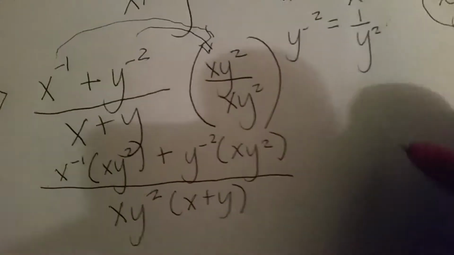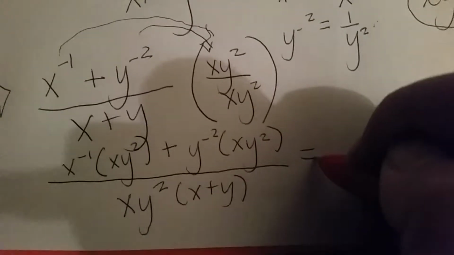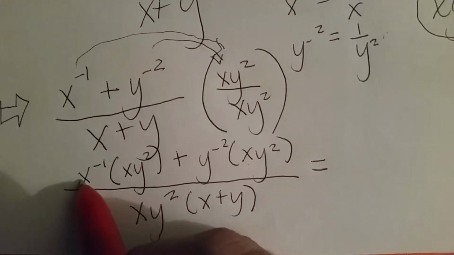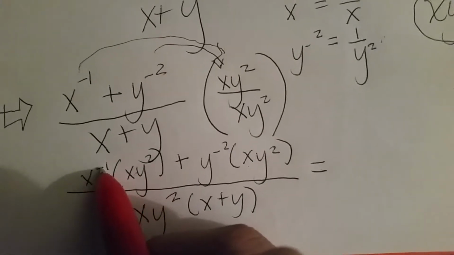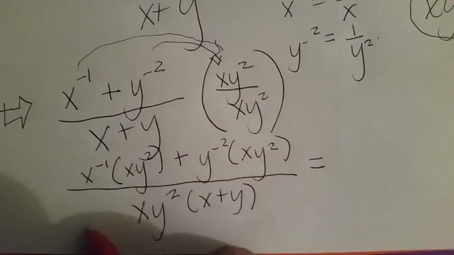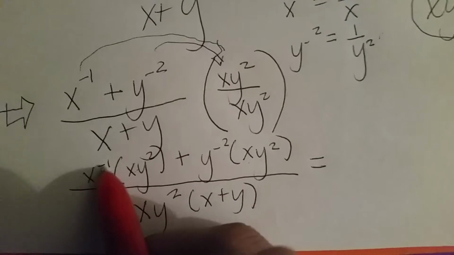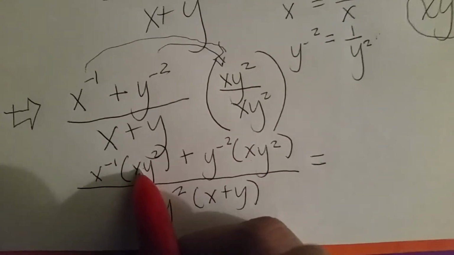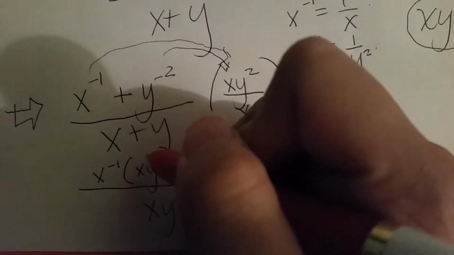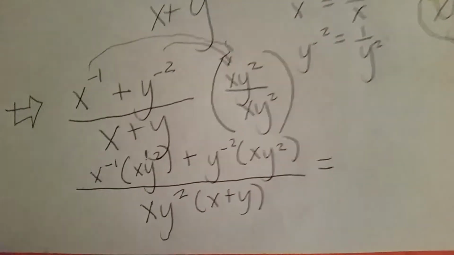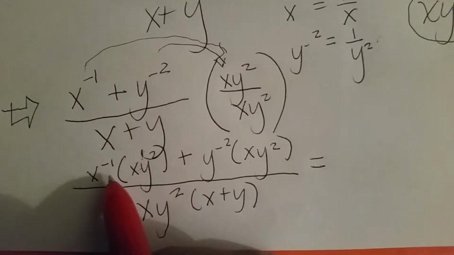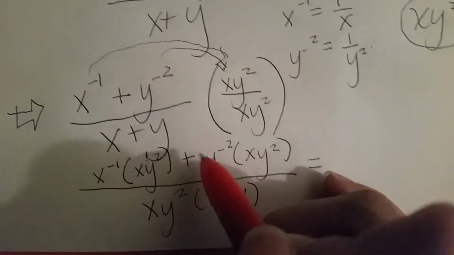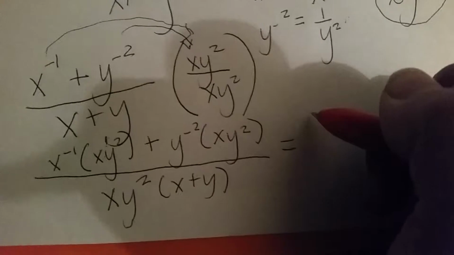We can simplify this even further. Well, we have the same base right here, x times x. What can we do with the exponents? We can add them. So x to the minus 1 times x to the 1, there's a 1 right here, because it becomes x to the 0. Minus 1 plus 1 is 0, and that's just 1. So all we're left with is y squared.